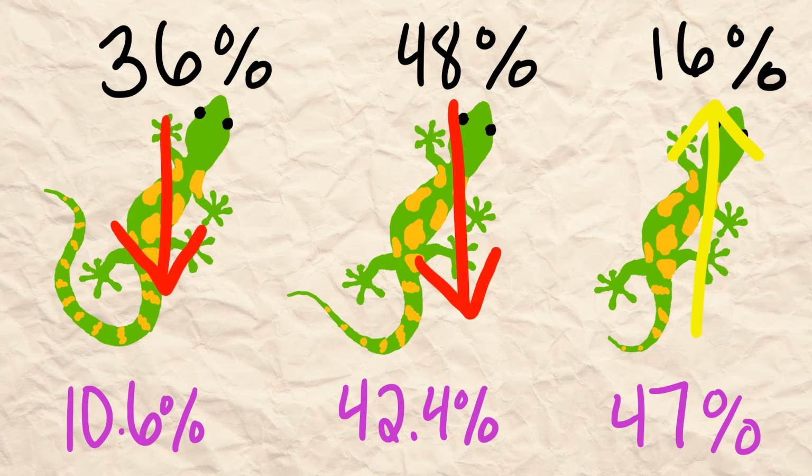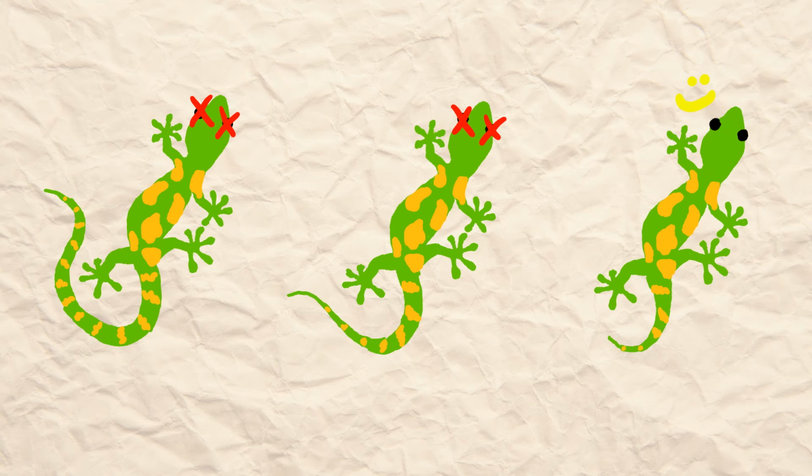As you can see here, our long-tailed lizards who started at 36% have decreased to 10.6%, our medium tails have decreased to 42.4%, and our short tails have actually increased to 47%. This is due to the cats being able to capture and possibly eat the long and medium-tailed lizards quite frequently, preventing them from reaching reproductive age and passing on their genes, making our short-tailed lizard most likely to reproduce and pass on its little a alleles.